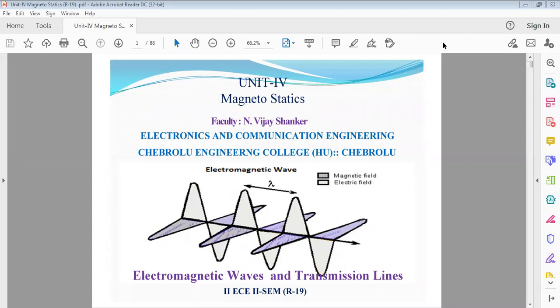Today, we are going to discuss the last topic in this fourth unit, magnetostatics. This is a time-varying Maxwell's equation for the time-varying fields.